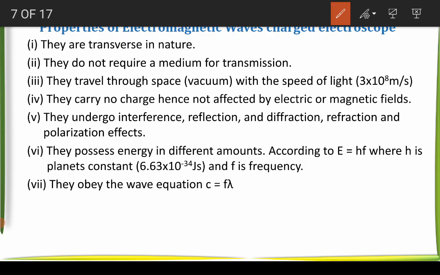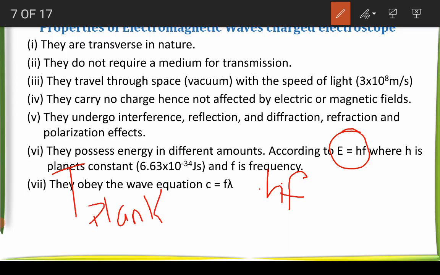They also possess different amounts of energy, which can be calculated using this equation. This equation is saying that the energy possessed by a wave is found by multiplying Planck's constant by frequency. This should be Planck, not planets. Planck's constant, okay, of this magnitude. So multiply the frequency and Planck's constant, you get the energy of the wave.